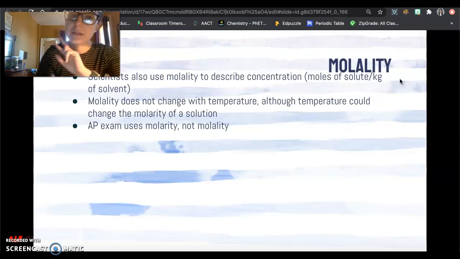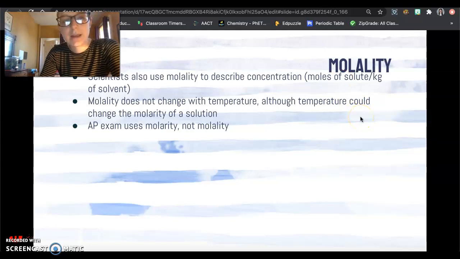Molality is a second unit that's used for dilutions, but in AP Chem, we don't really worry about it too much. We're just going to be focusing on molarity because most solutions that we make for AP Chem, in terms of the exam and questions, use water as a solvent. For water, molarity and molality are essentially the same value, so that's why we focus on molarity. It's the more common unit that we're using. Scientists use molality because it doesn't change with temperature, because molarity will change with temperature.